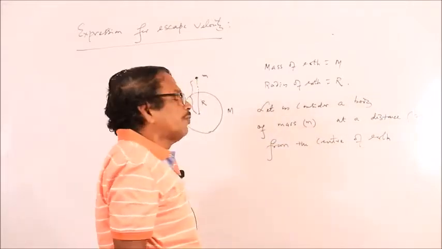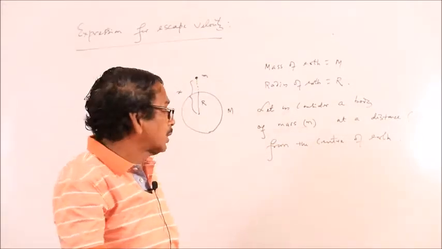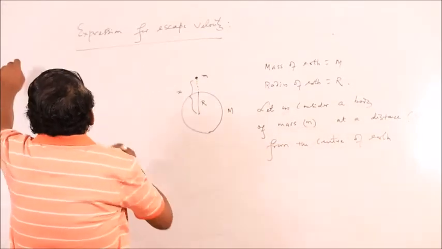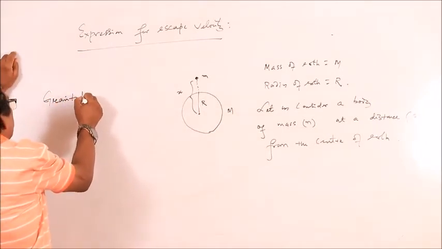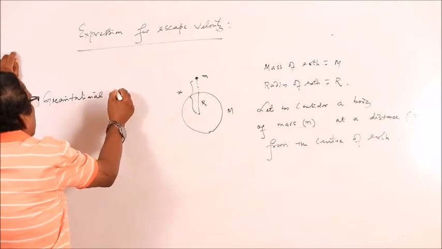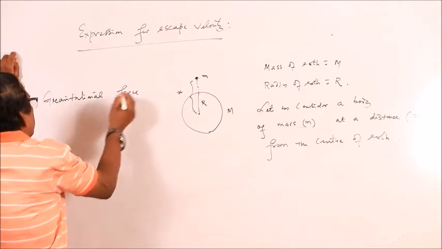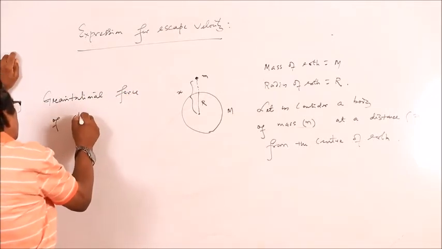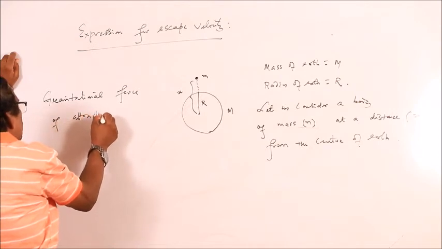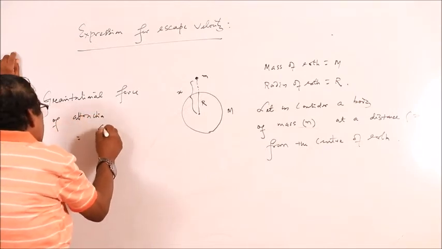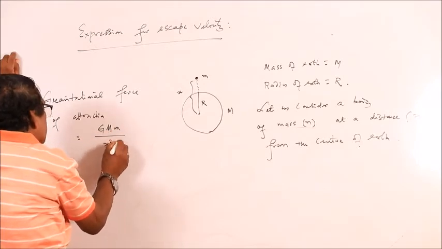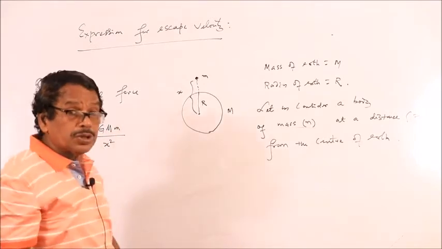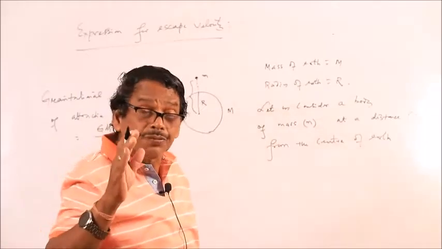Let us consider a body of mass m at a distance x from the center of earth. So, what is the gravitational force of attraction? Gravitational force of attraction is equal to capital G, capital M, small m by x square. So, with this force the body is attracted toward the center of earth.